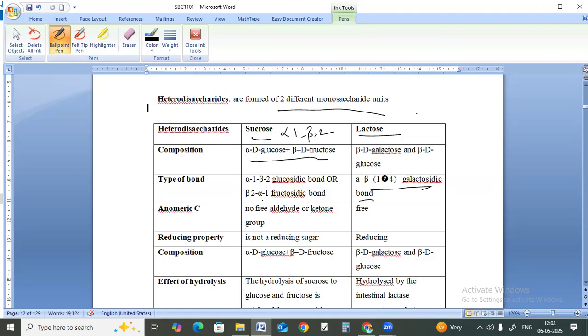Whereas in sucrose, and this is the main important point, no free aldehyde or ketone group is present in sucrose.